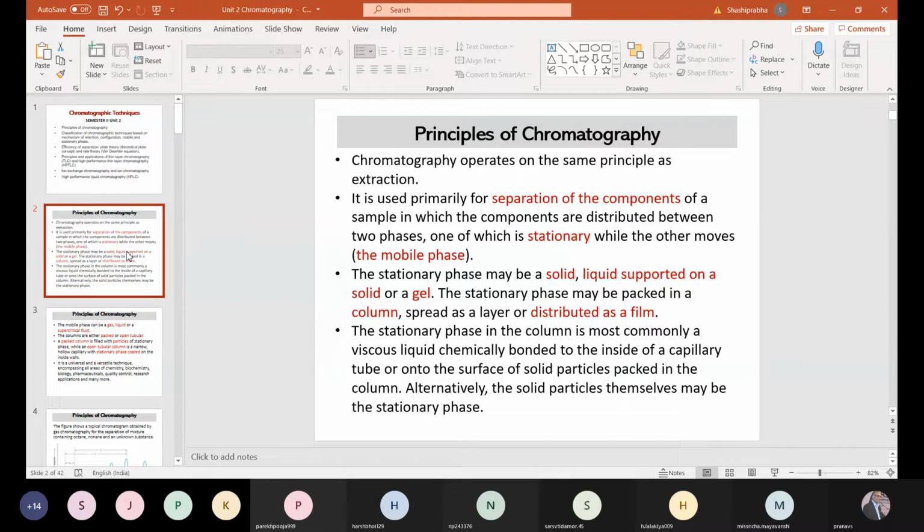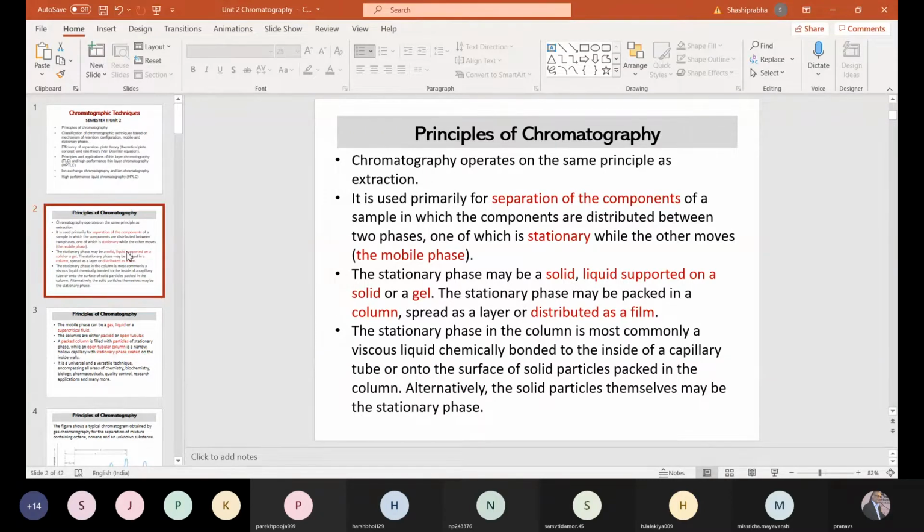We saw two phases in liquid-liquid extraction, in Craig's countercurrent extraction. So they were extraction techniques, because both the phases started to move. When you shake, they move. But in chromatography, the principle is that one should remain stationary and the other should move. And if this condition is met, then that entire process is known as chromatography.